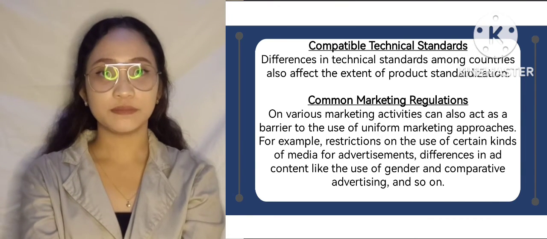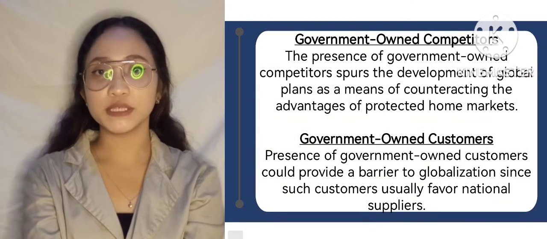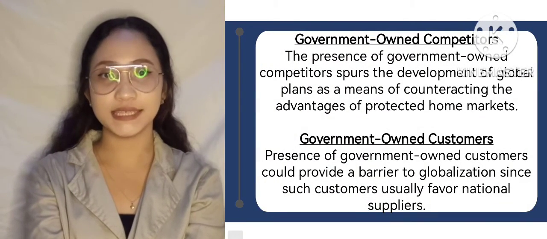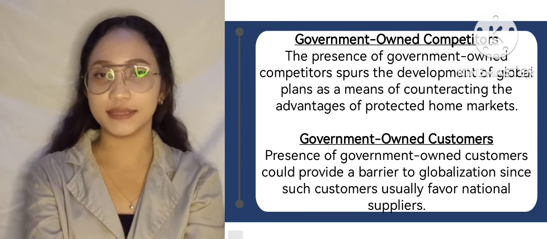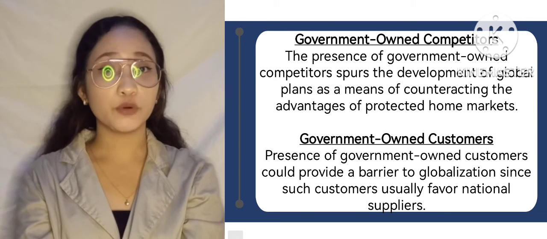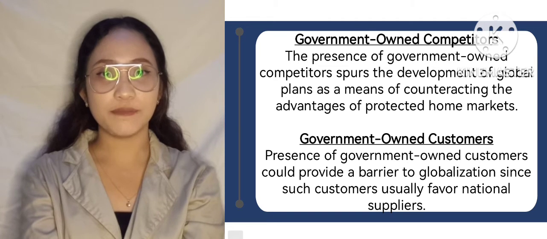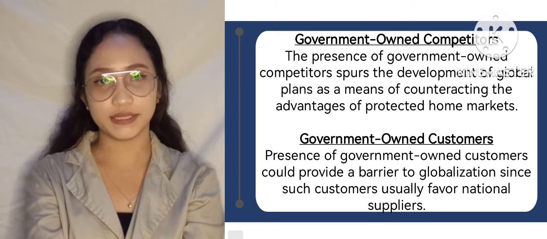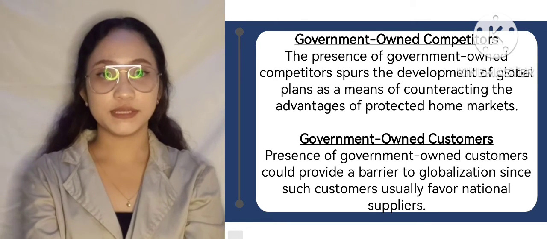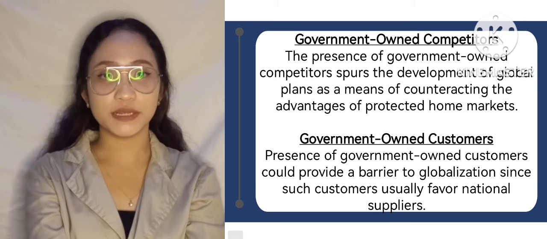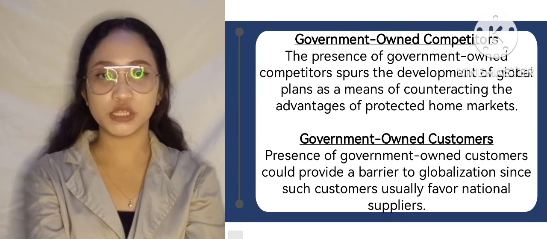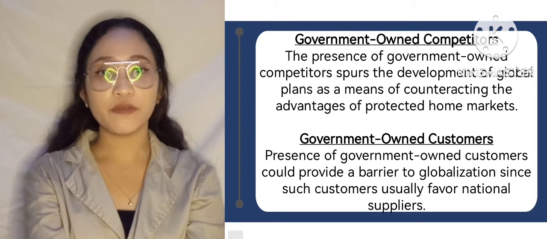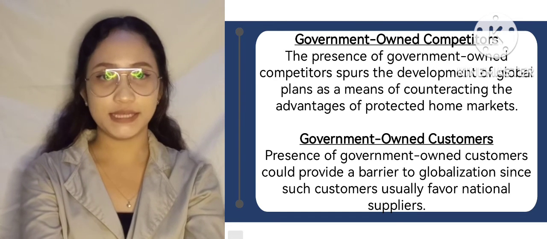Government-owned competitors. The presence of government-owned competitors spurs the development of global plans as a means of counteracting the advantages of protected home markets. Government-owned customers. The presence of government-owned customers could provide a barrier to globalization since such customers usually favor national suppliers. Because they frequently prefer domestic suppliers, government-owned clients could act as a barrier to globalization.